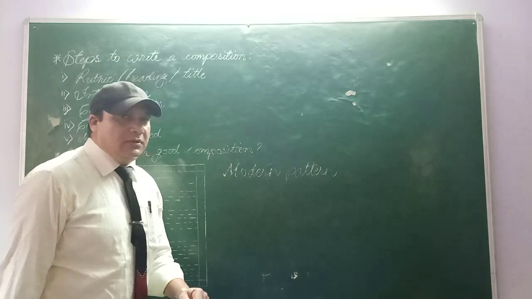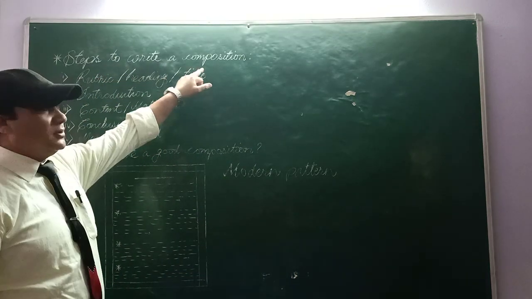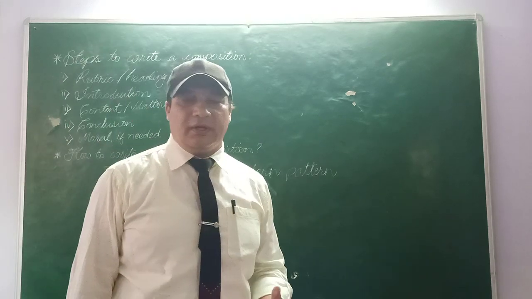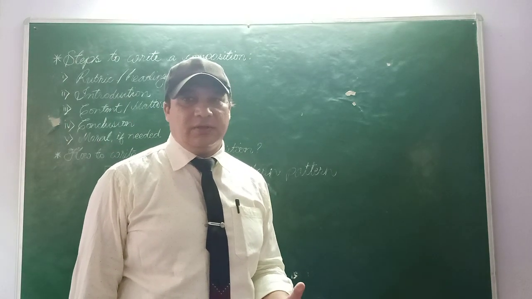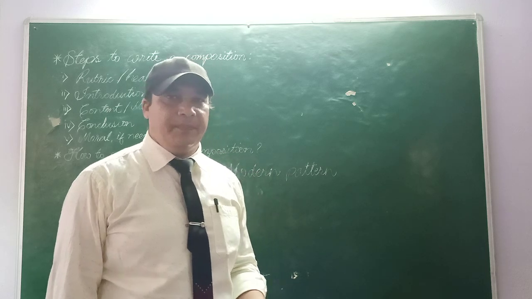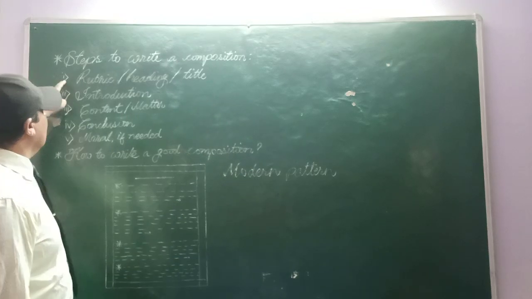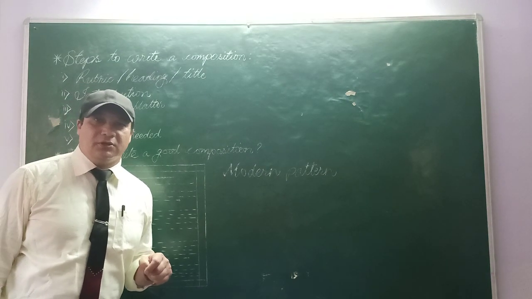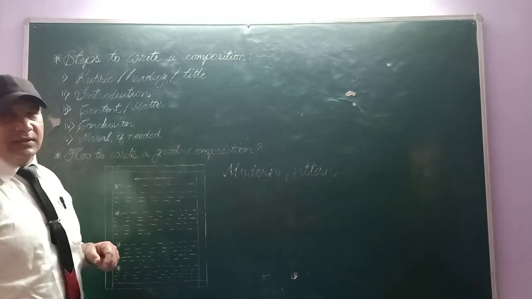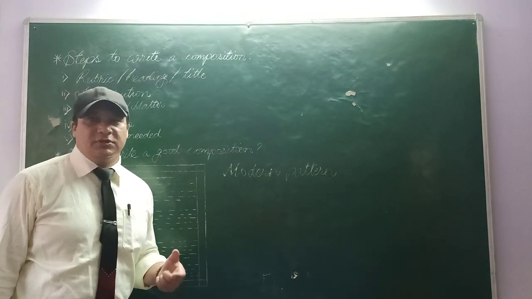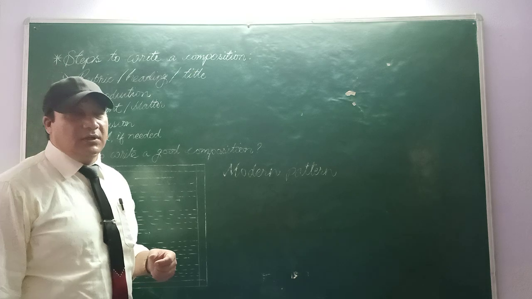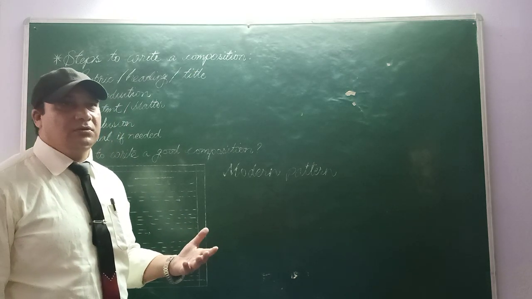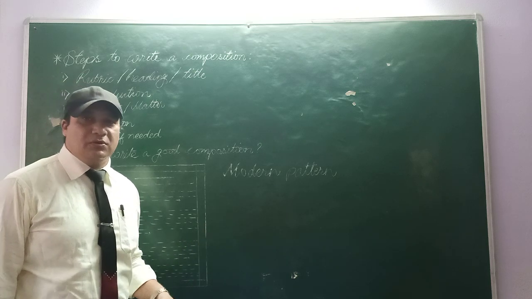Now see, today's topic is steps to write a composition. So a composition has steps to write. Now what are these steps? This is what we need to understand. First and foremost, there are 4 compulsory steps to write a composition, and the 5th one is an optional step. Optional means when we need to have it. If we don't, the 5th step is not required.